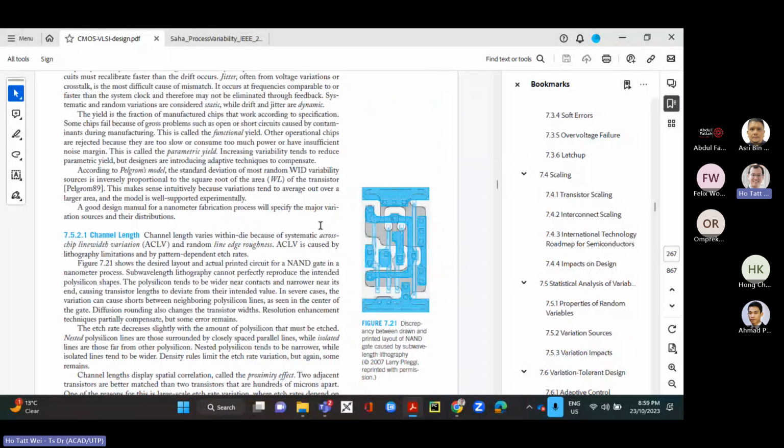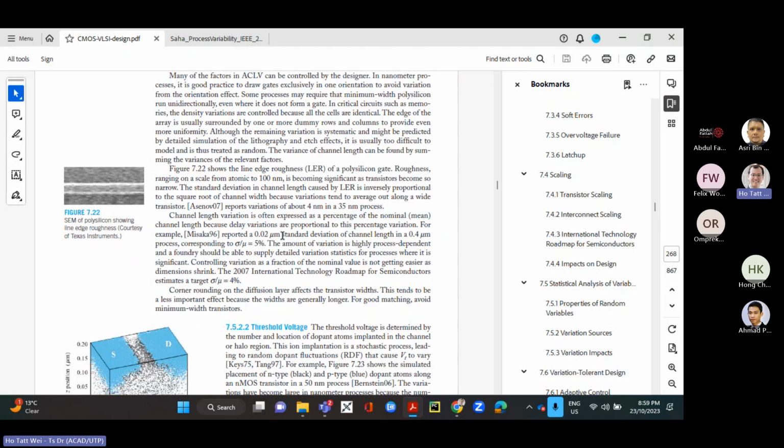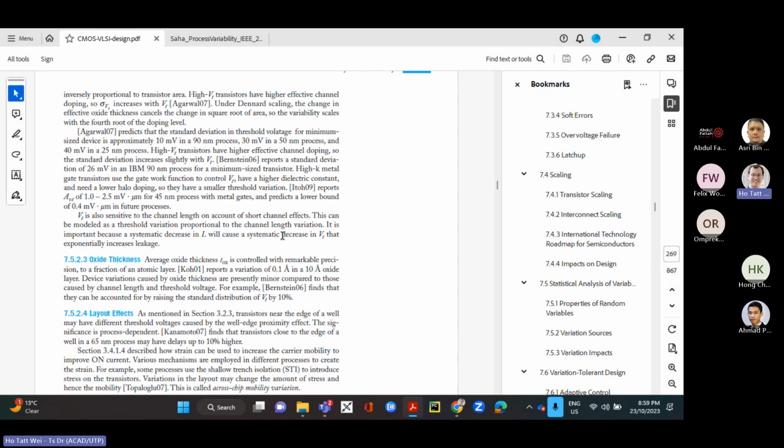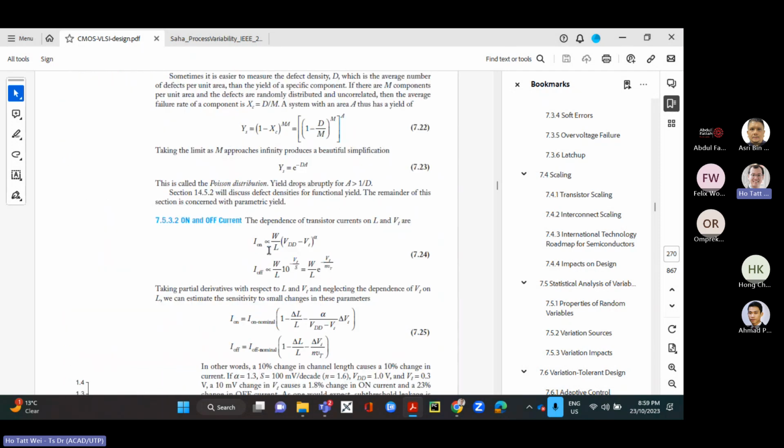Line edge roughness also, sometimes they can estimate the standard deviation of that: how line edge roughness leads to a certain variation, a standard deviation in threshold voltage, or a certain deviation in speed. The oxide thickness is the same. Okay, so now what we're trying to do is see how to apply that threshold voltage variation to speed. What is the relationship?